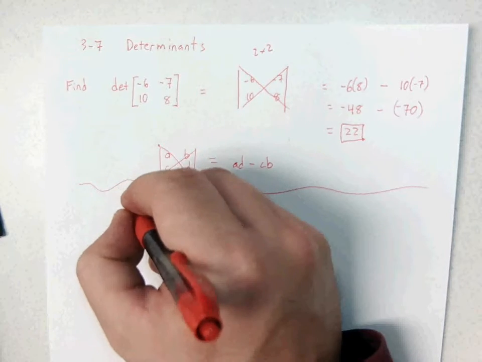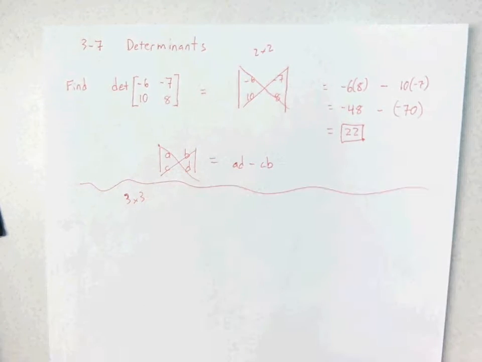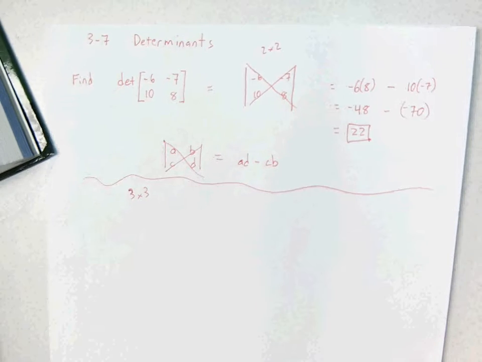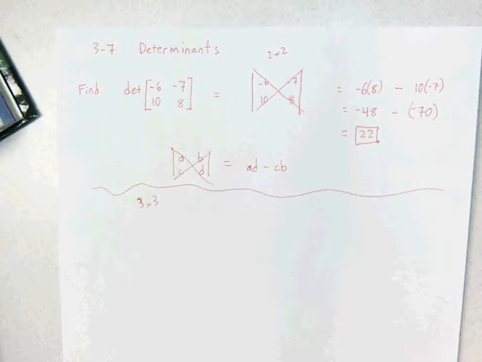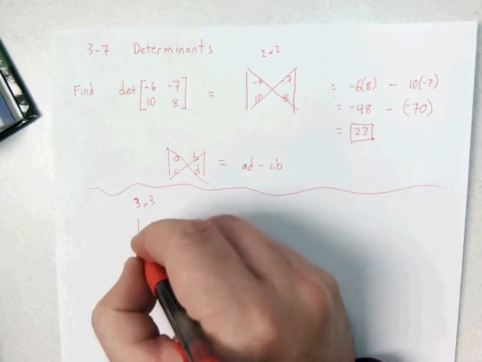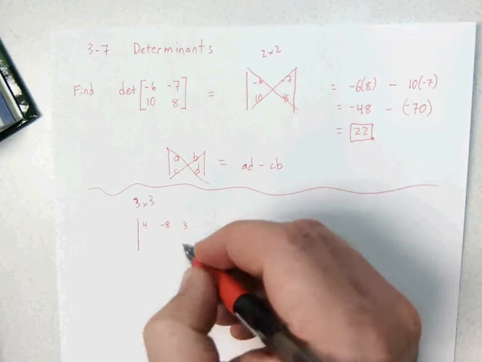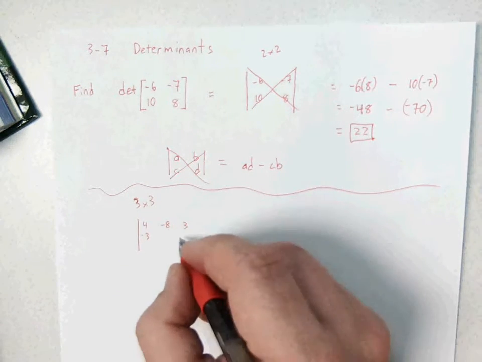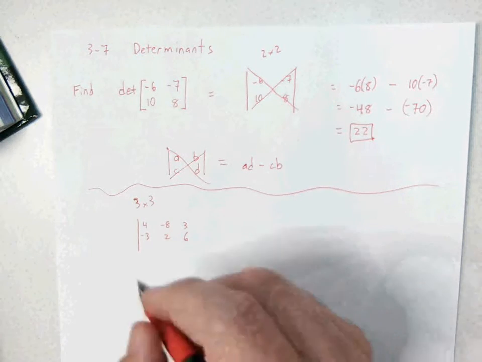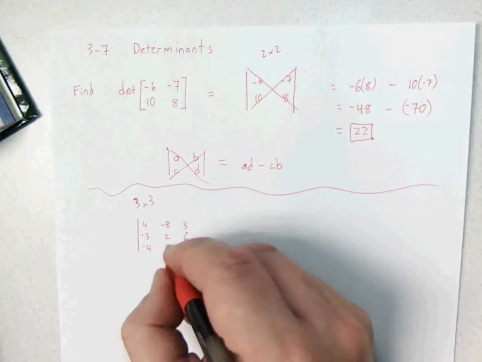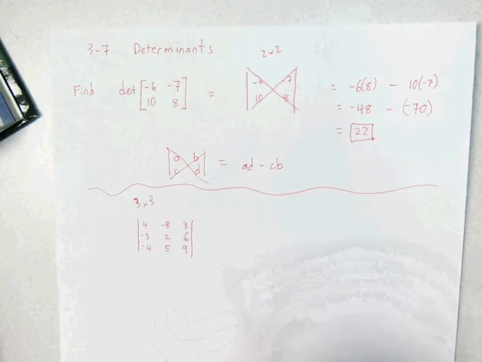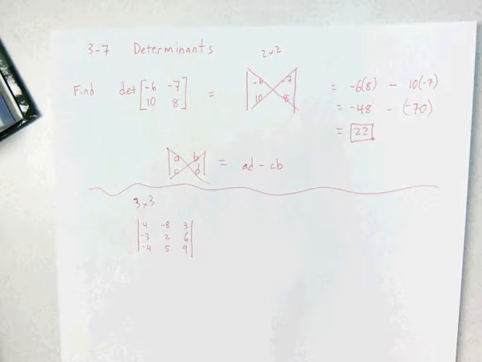If we have a 3x3, I'm going to show you the process pretty quickly, and then I'm just going to have you find them using your calculator, because this one takes a little bit more time. It's not terrible, but a little more. So let's jump to the matrix: first row 4, -8, 3; second row -3, 2, 6; third row -4, 5, 9. This is known as a third order determinant because it's from a 3x3 matrix.